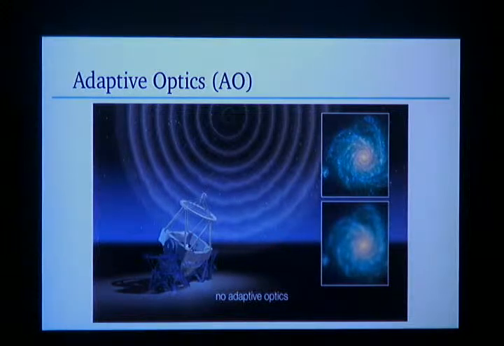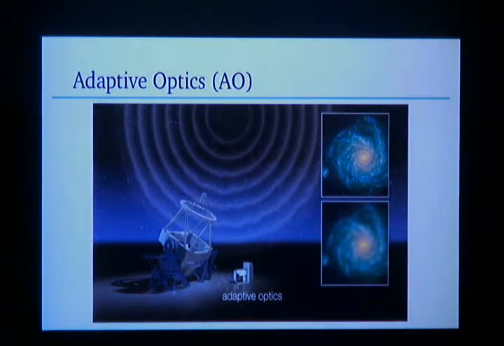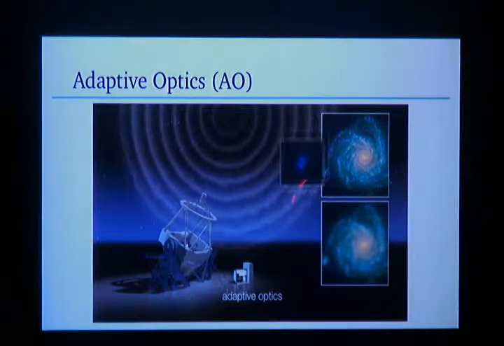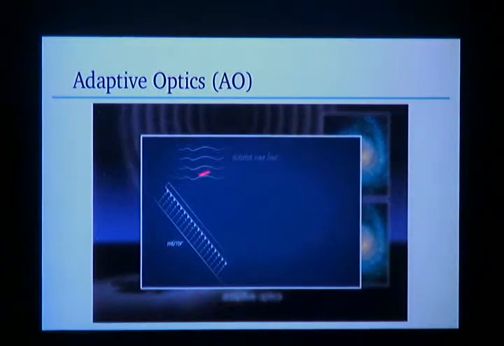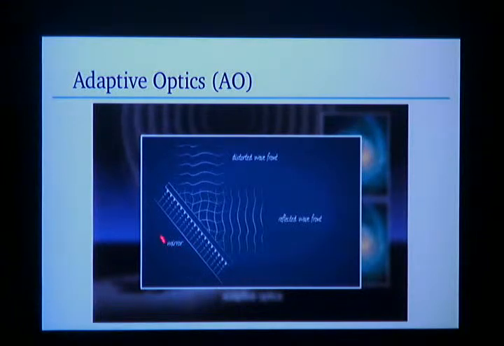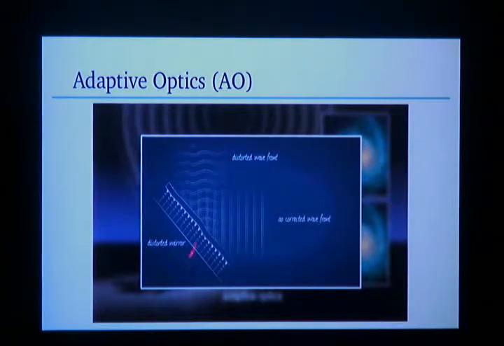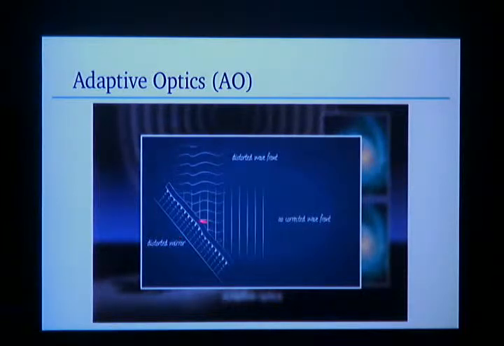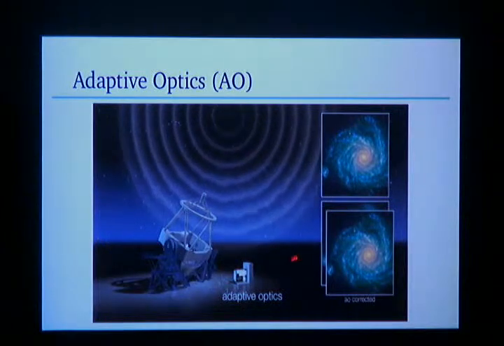So here we have a non-adaptive optics image and a corrected image. What you do is you take a reference star, you take the light of this star, and then you obtain a distorted wavefront that goes to the computer, and then you have a deformable mirror here, which will move a little bit in order to compensate for this deformation and give you a corrected wavefront, so that you can obtain an image like this one.